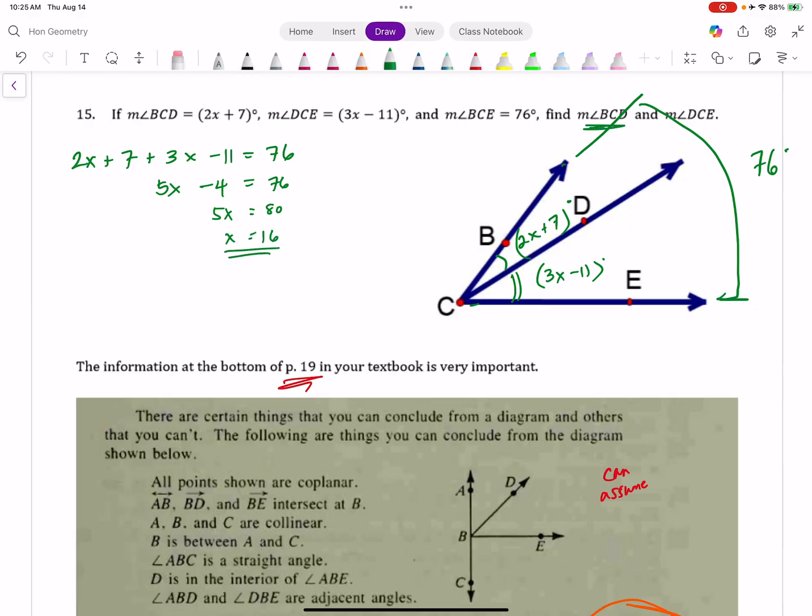Not what they asked for. They want the measures of these two angles. So BCD: 2 times our X plus 7, 32 plus 7. So the measure of angle BCD is 39 degrees. And then 3 times that 16 minus 11, so 48 minus 11, well, we got 37. So the measure of angle DCE, is that how they wrote it? Yeah. DCE is 37 degrees.